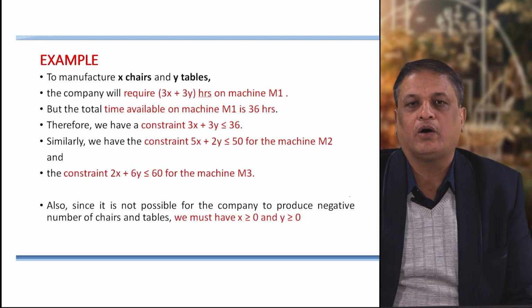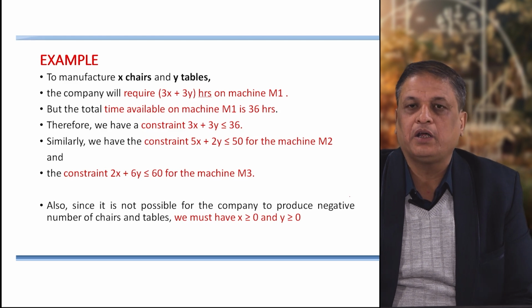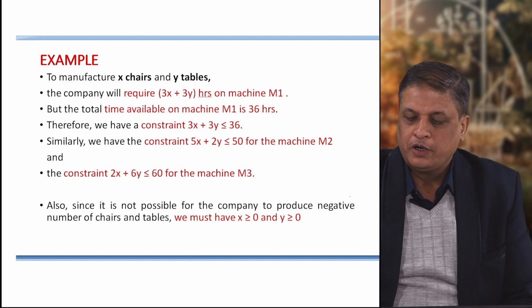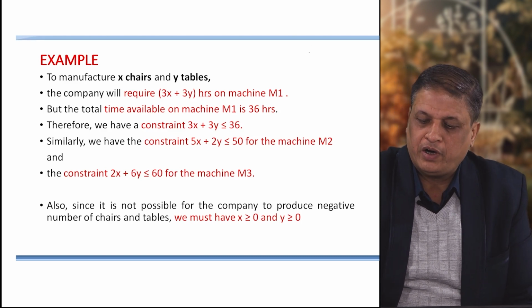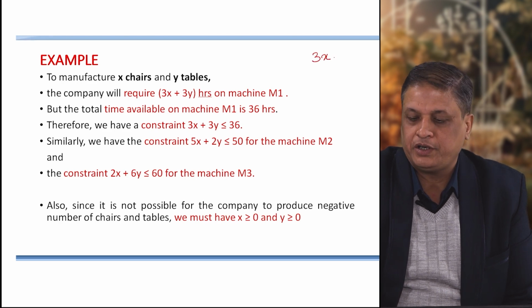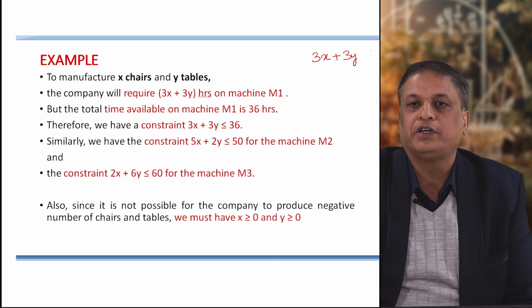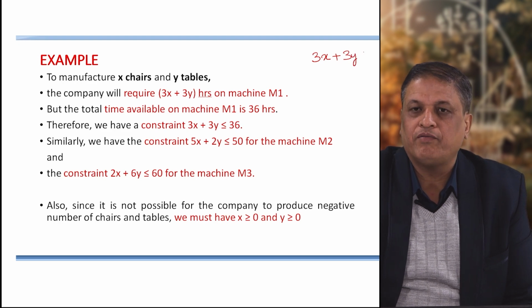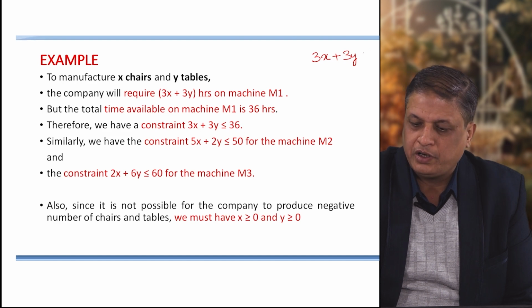Now, as we had also discussed, there are 3 machines M1, M2 and M3. For machine M1, it takes 3 hours for the manufacturing of the chair and 3 hours for the manufacturing of the table, and the machine M1 can only work for 36 hours per week. So, this should be less than or equal to 36.